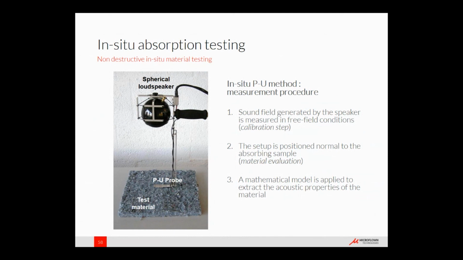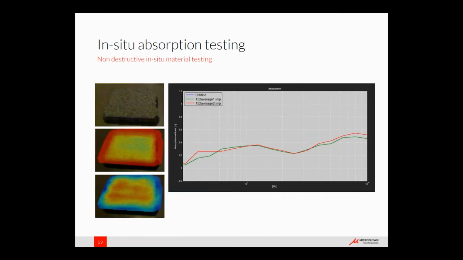dividing the pressure and velocity to get acoustic impedance, you get the acoustic absorption. So this way we can fast and easy in situ test samples or completely assembled units to get, in a matter of minutes, the absorption curve.